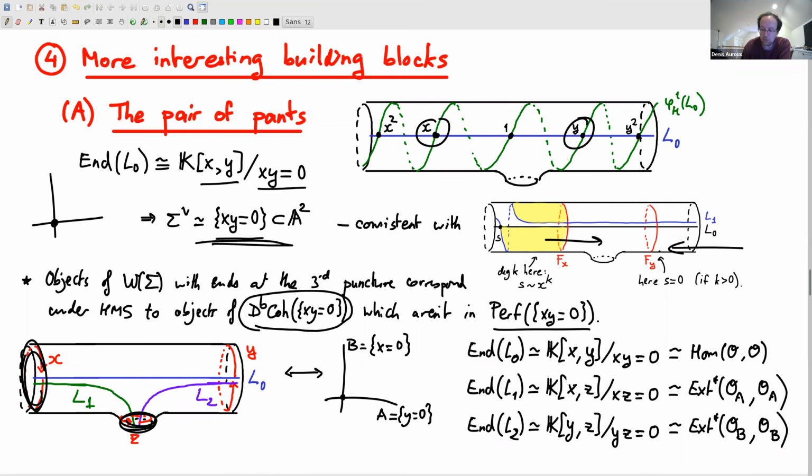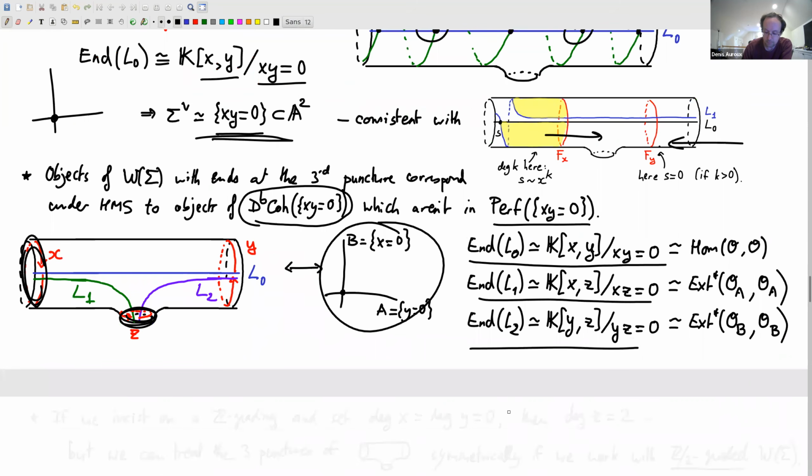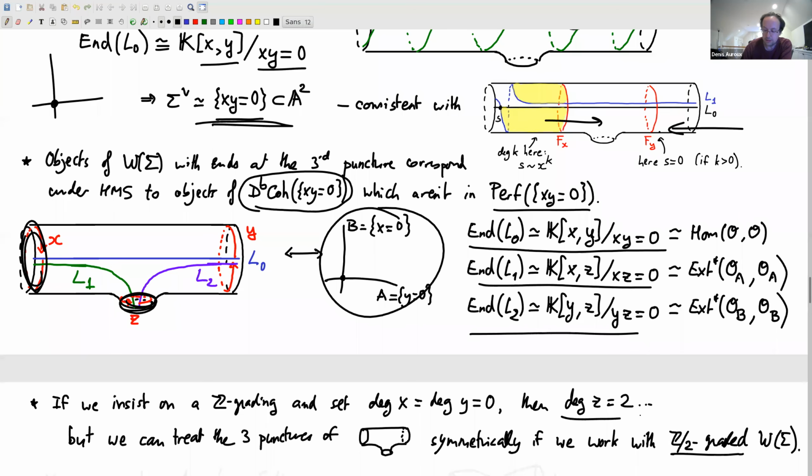And so, if you calculate a lot, you'll find that morphisms from L0 to itself, so the Floer complex, is just polynomials in xy with xy equals 0. This corresponds to functions on this. For L1, you'll get something similar in two variables x and z. For L2, similar in y and z, with one important thing, that the degree of z, for whatever Z grading we have, has to be 2 if x and y have degree 0.